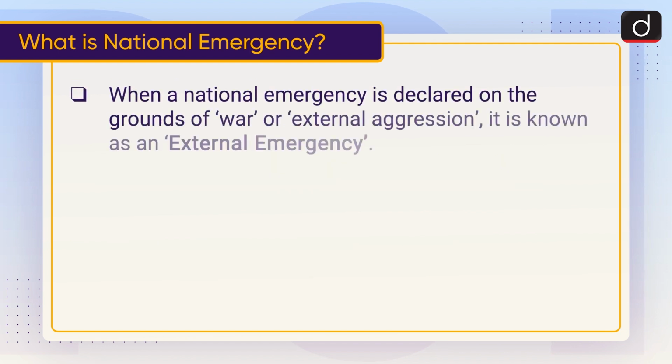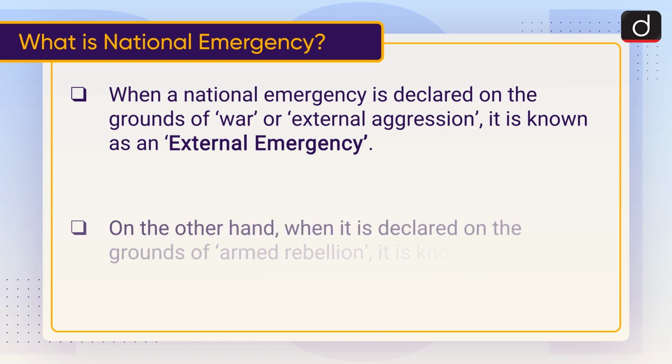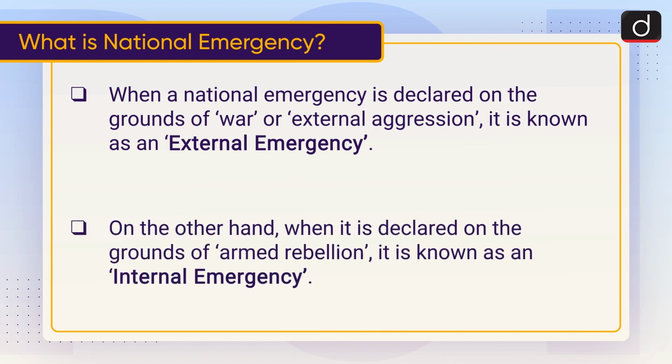When a national emergency is declared on the grounds of war or external aggression, it is known as an external emergency. On the other hand, when it is declared on the grounds of armed rebellion, it is known as an internal emergency.